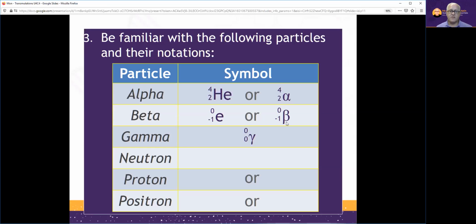A gamma particle is the lambda. The neutron particle is a neutron, 0 protons, 1 neutron. A proton particle would be a hydrogen, mass of 1, and a proton of 1, or 1,1p, or the positron, which is a positive electron. So jot down that chart so you have it. You can pause the video to get that chart in your notes.